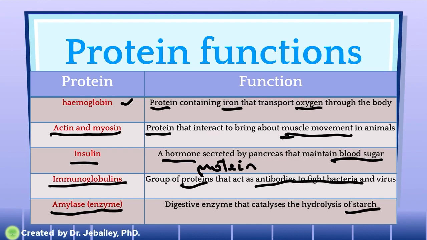But the main thing is just know their functions. Very simple. So again, hemoglobin has to do with transporting oxygen in the blood. Actin-myosin has to do with muscle movement. Insulin is a protein hormone that deals with blood sugar. Immunoglobulin has to do with attacking bacteria and viruses. And amylase is an enzyme that breaks down starch. If you can put that as a summary, you already got yourself the points.